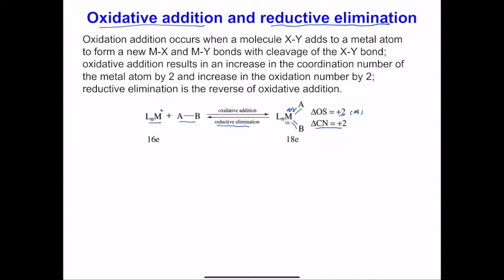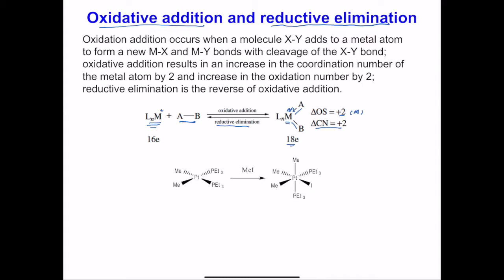What happens is you convert the M-A bond and M-B bond to an A-B bond. You form a less electron rich transition metal compound. So the end product here is normally an 18 electron species.